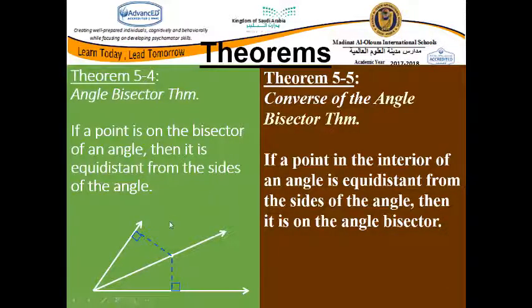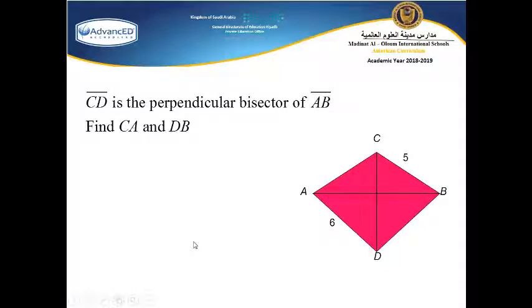What about the angle bisector? If we have an angle bisector that divides the angle into two equal halves, any point on the angle bisector is equidistant from the sides of this angle. And the converse of the theorem: if you find a point on a ray like that, and this point is equidistant from the sides of this angle, then this ray is an angle bisector.